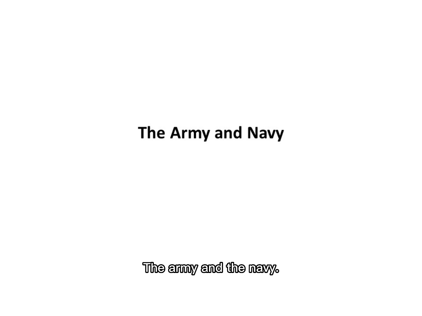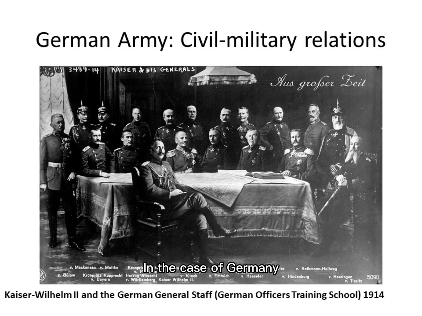The army and the navy. In the case of Germany, there are strong civil-military relations. This means that the army is loyal to the head of state and to the head of government. This is the German General Staff together with Friedrich Wilhelm II in World War I. All the officers are from the German Officer Training School. In other words, you have strong military-civil relations. It means that the army is responsible to the Chancellor of Germany and the President.